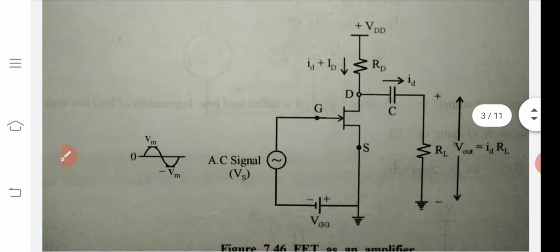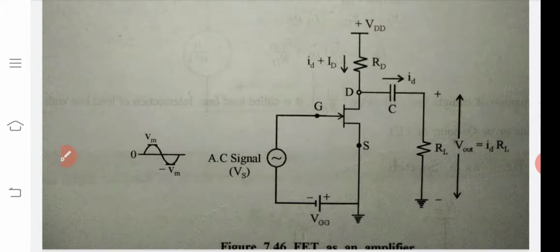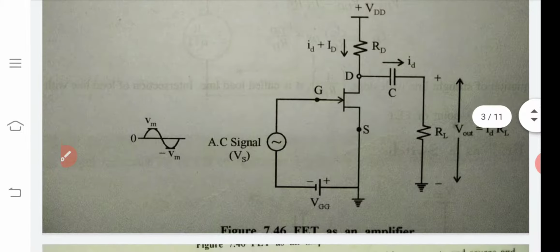So this is the FET amplifier circuit. An AC signal is applied at the gate terminal. The gate is biased by battery VGG and the drain is biased by battery VDD, and the drain has a resistance RD, and the output we collect at the drain across RL, which is ID into RL. The total current ID equals the DC current ID plus the AC current id, AC and DC both.